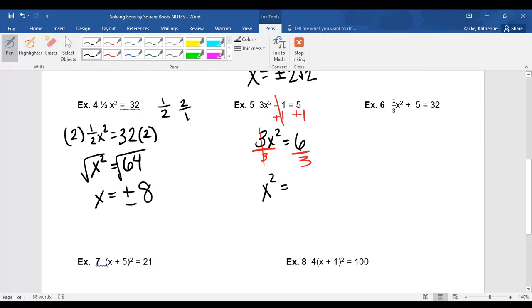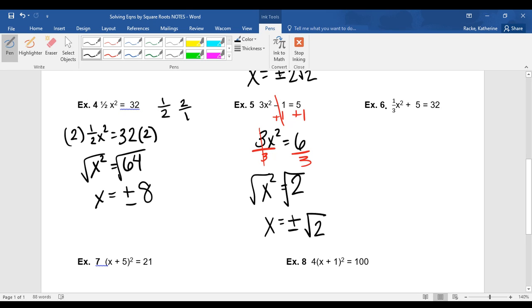And 6 divided by 3 is going to give me 2. Okay, x squared is isolated. Now I need to square root both sides. The square root of x squared is x equals... I cannot take the square root of 2 and it does not simplify because 2 is not a perfect square. So your answer is going to be plus or minus the square root of 2.